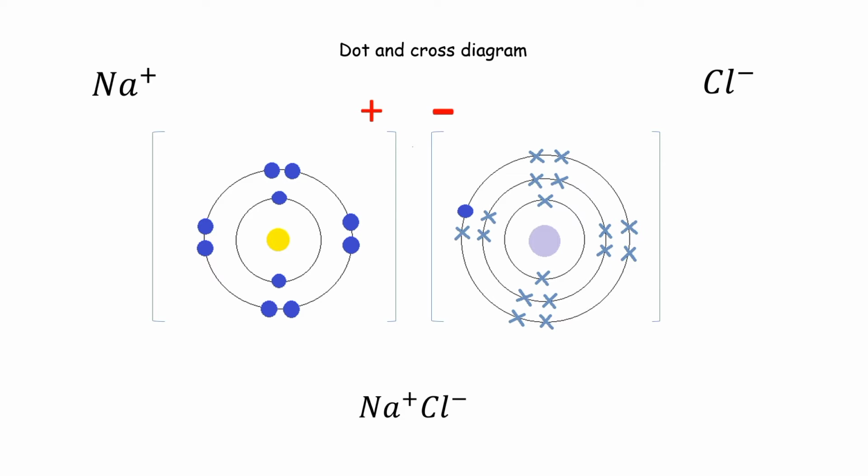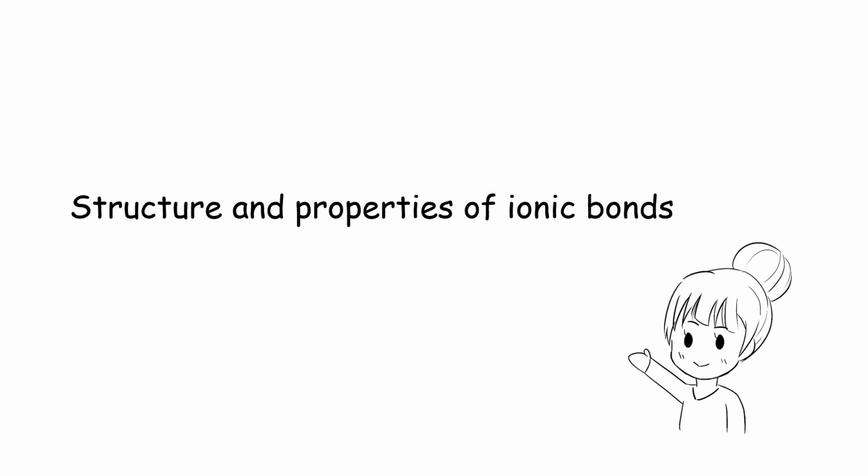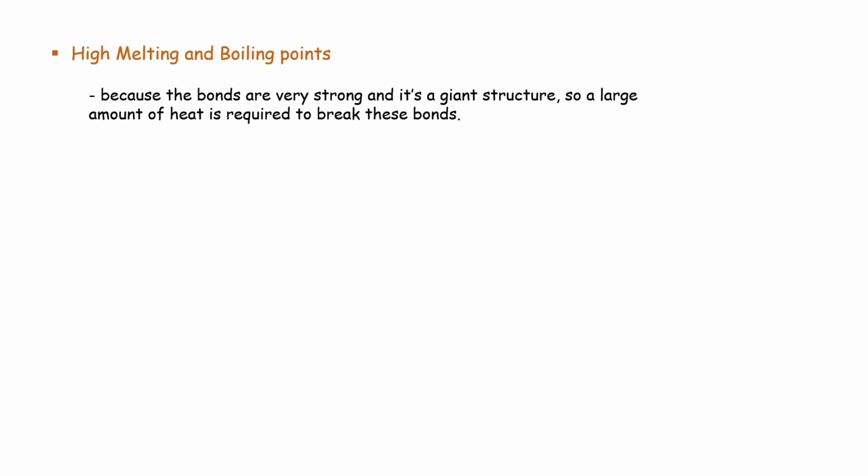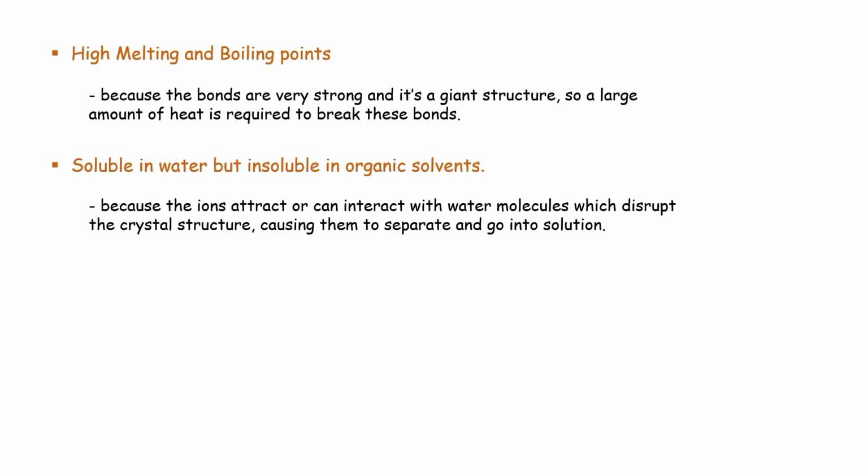Okay, next we need to know the structure and properties of ionic bonds. Ionic substances have a giant lattice structure in which ions are held together by electrostatic forces between oppositely charged ions that surround it. Now, this giant ionic structure gives rise to the following properties. Ionic compounds have high melting and boiling points because the bonds are very strong and it's a giant structure, so a large amount of heat is required to break these bonds.